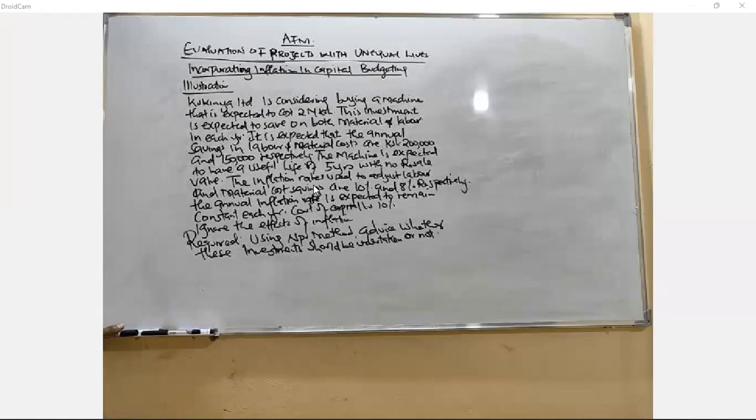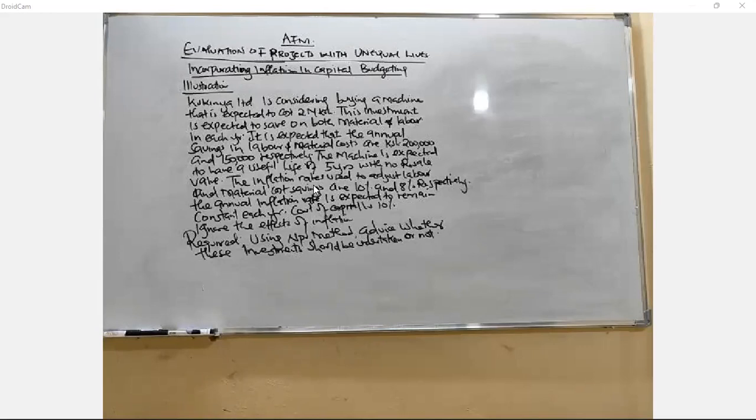Now, Kukina Limited is considering buying a machine that is expected to cost the company 2 million Kenyan shillings. This investment is expected to save on both material and labor each year. The annual savings in labor and material costs are expected to be 200,000 and 150,000 respectively. The machine is expected to have a useful life of 5 years with no resale value. The inflation rates used to adjust labor and material cost savings are already given: 10% and 8% respectively.